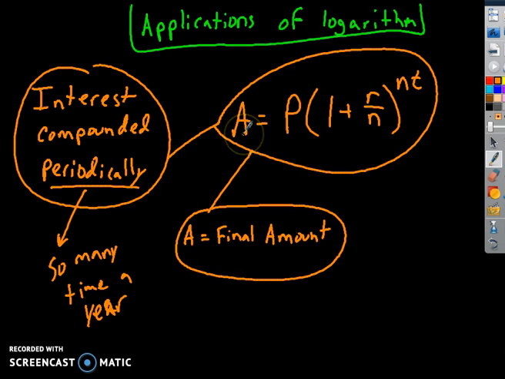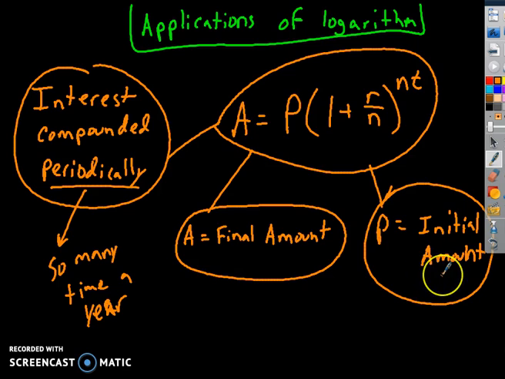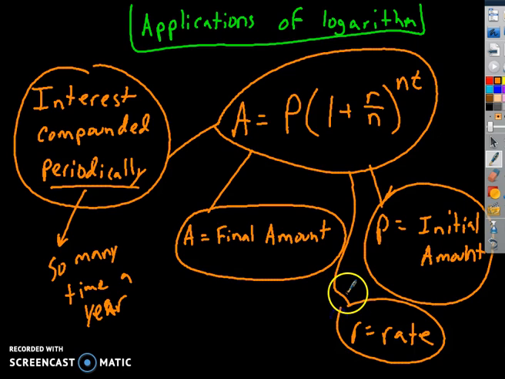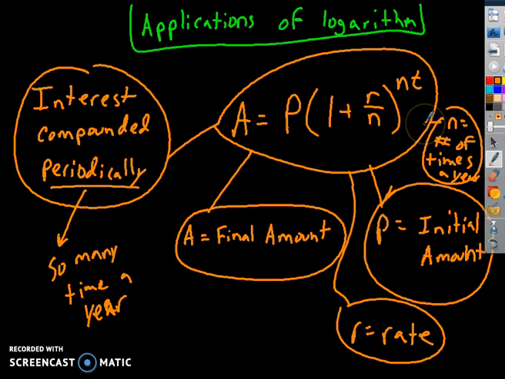A is your final amount. P is your initial amount, initial meaning beginning amount. Next letter is r. r is your rate. n is your number of times a year. And t is time in years. That's pretty much what all the letters are.